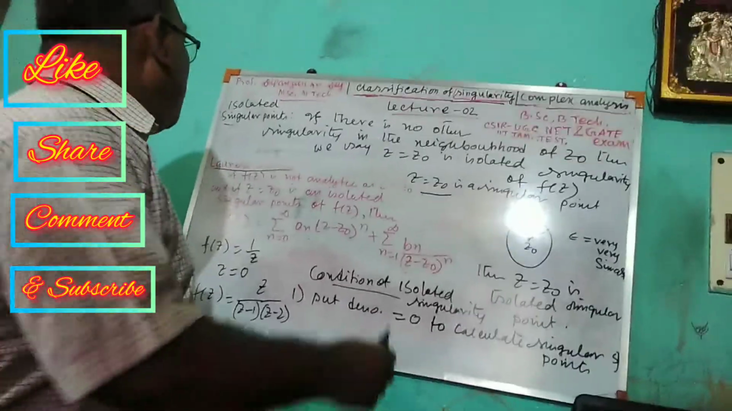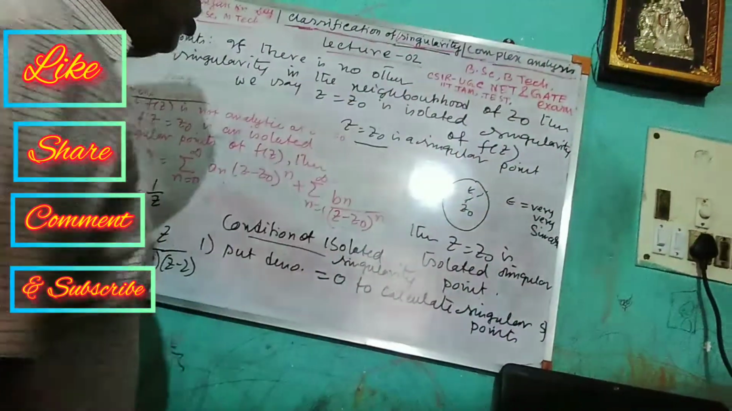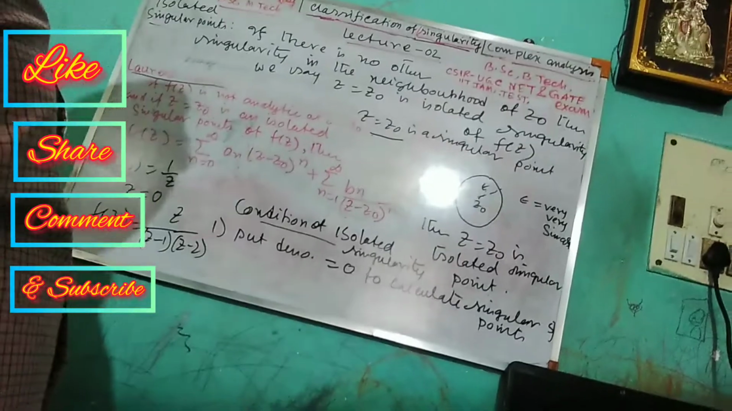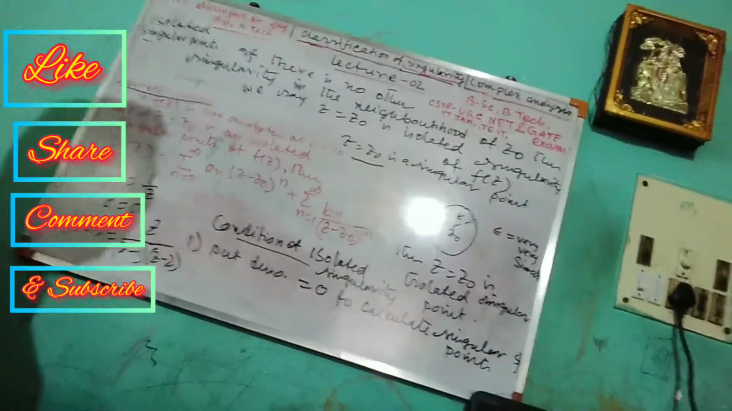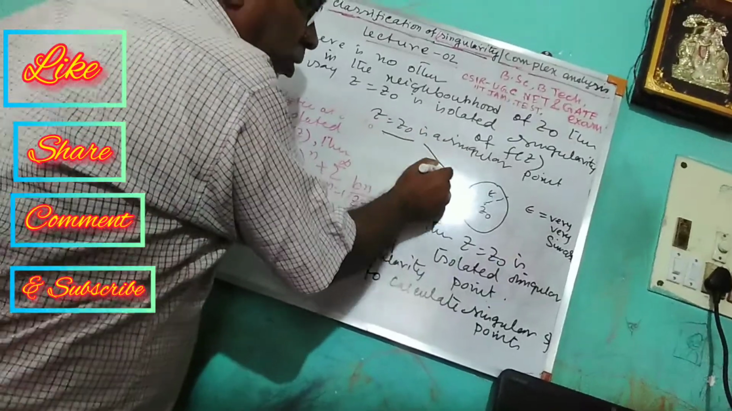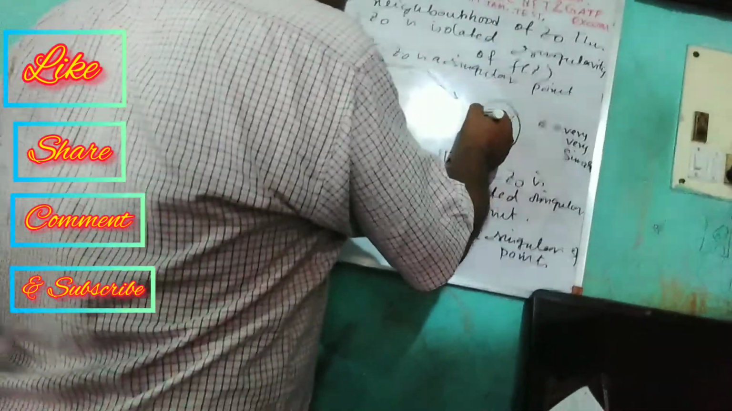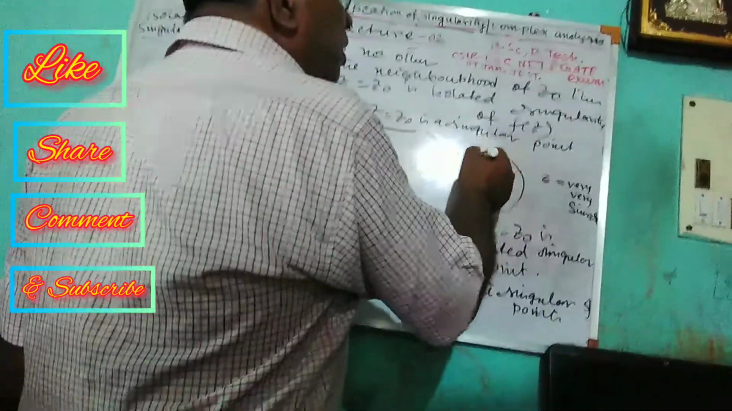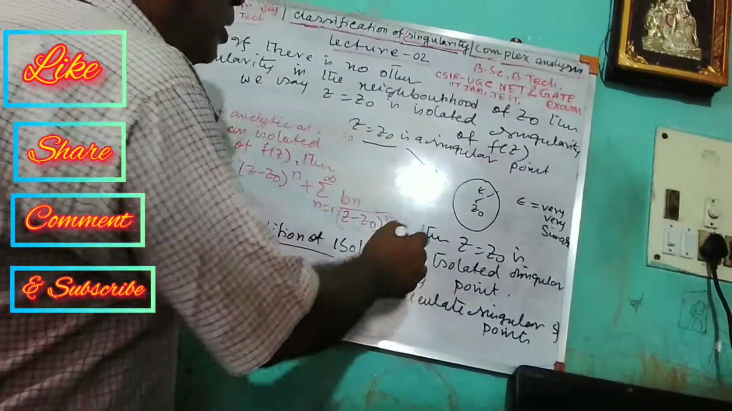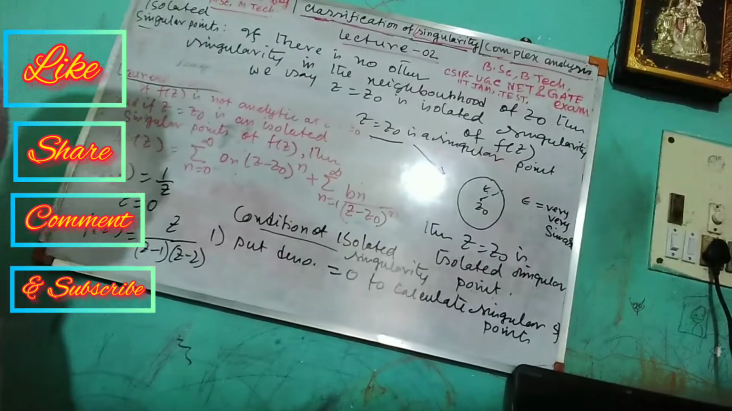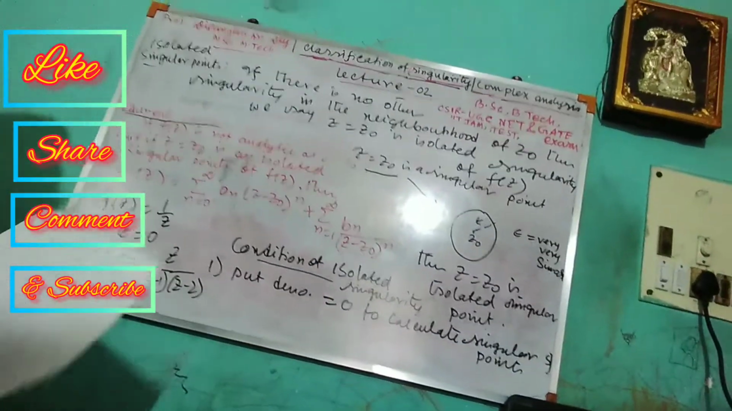Once again, I repeat: if z equal to z0 is an isolated singular point, that is, f(z) is not defined at z equal to z0, then z equal to z0 is a singular point. The inner meaning is that if we draw a circle with z0 as the center and epsilon as the radius, then there will be no point of singularity inside the circle except the one point, z equal to z0. This is known as isolated singularity. In my next video I will cover essential singularity.